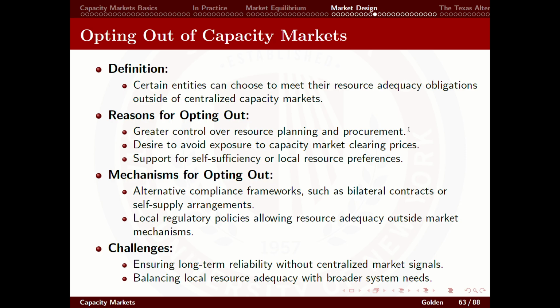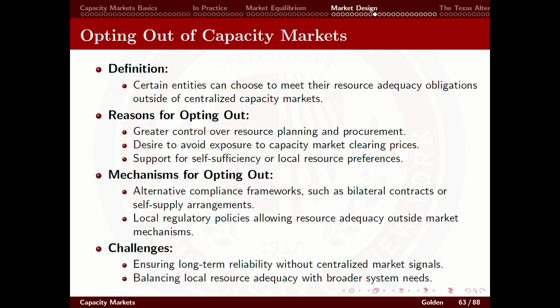Another interesting feature of capacity markets is you can opt out of capacity markets. Certain entities can choose to meet their resource obligations outside of centralized capacity markets. These entities are usually utilities, and these utilities have decided they don't want to participate in capacity markets because they think the structure doesn't work out for them.